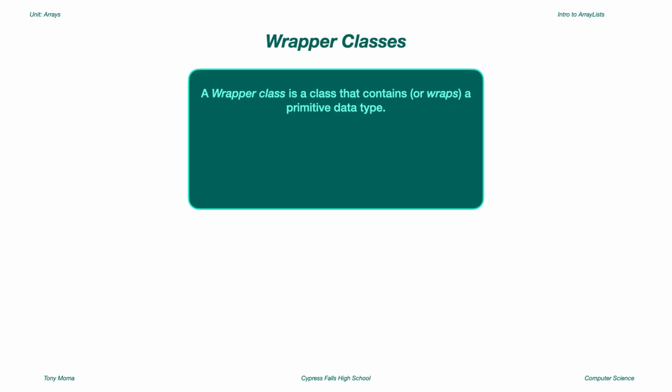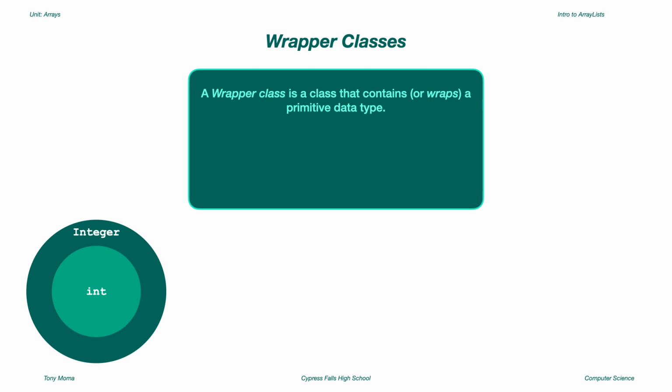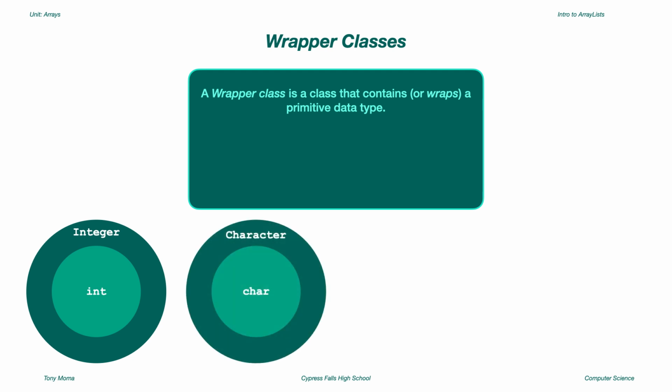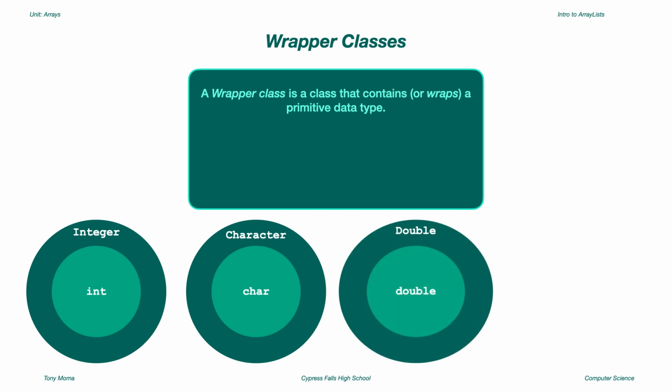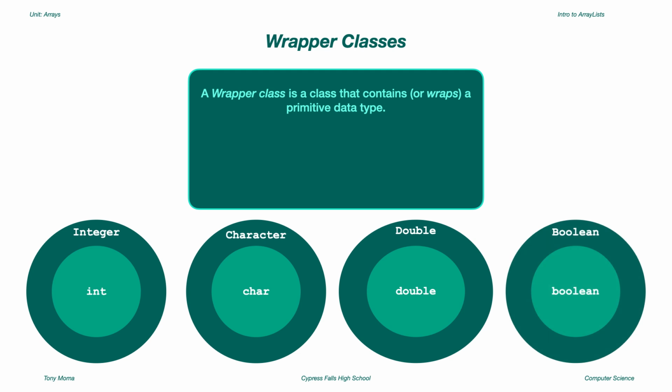A wrapper class is a class that contains or wraps a primitive data type. For example, the wrapper class for the primitive type int is Integer. The wrapper class for the primitive type char is Character. The wrapper class for the primitive type double with a lowercase d is Double with an uppercase D. And the wrapper class for the primitive boolean with a lowercase b is Boolean with an uppercase B. Notice that the names for each wrapper class are all capitalized.